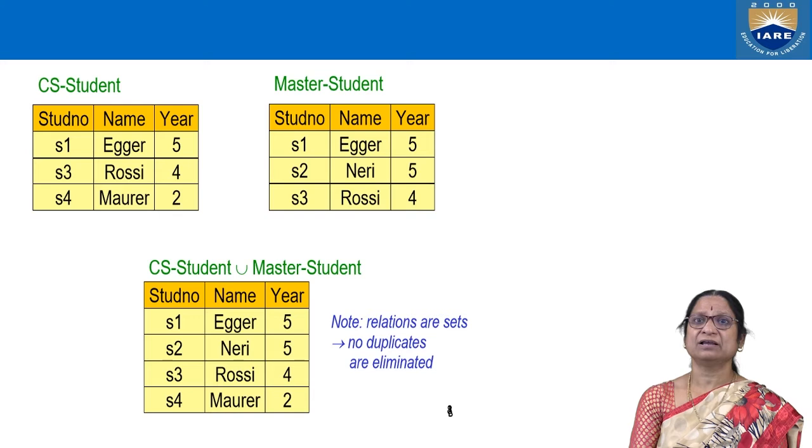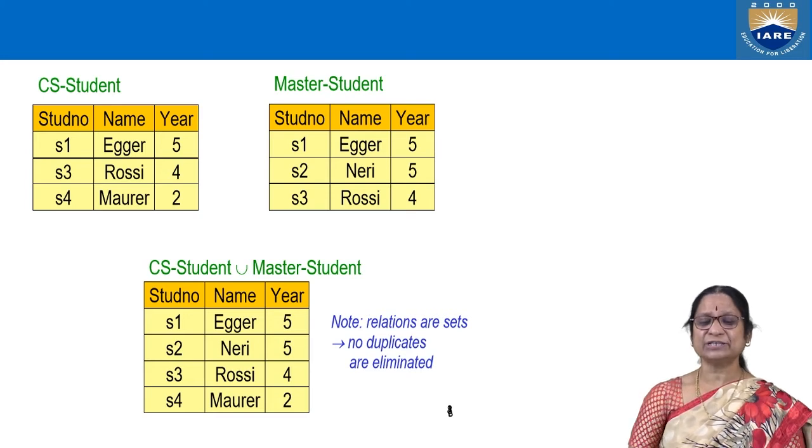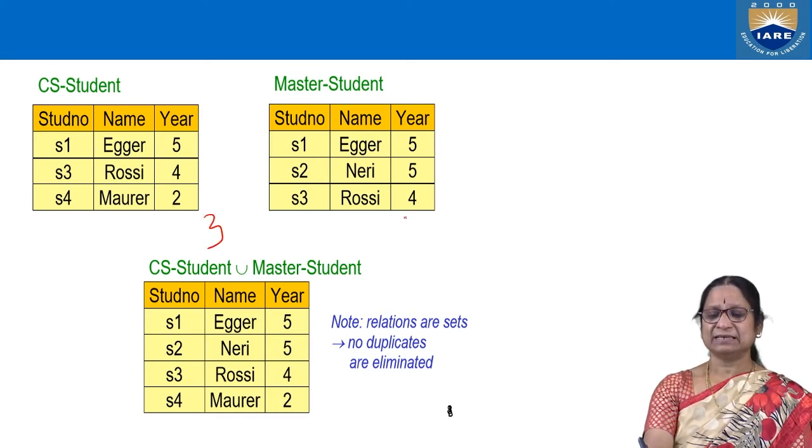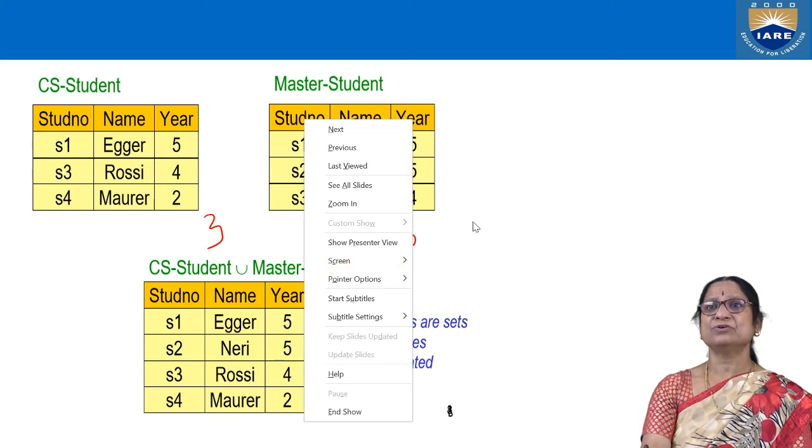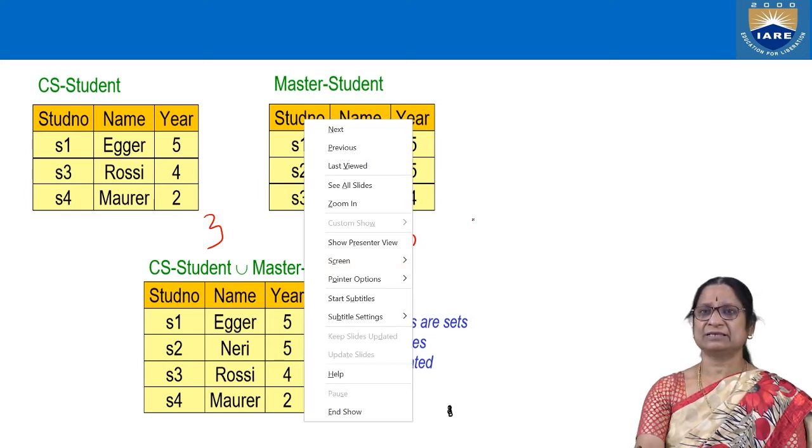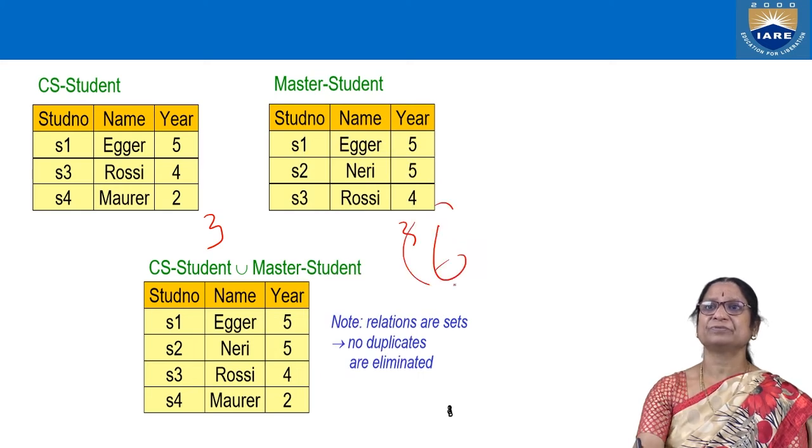First I list out all CS students that are included: S1, S3, S4. But while including the master students, S1 is already there, so it won't be included. S2 is not there, so that will be included. S3 is also already there, so it won't be included. So totally the first relation consists of 3 tuples and the second relation consists of 3 tuples, so we are supposed to get 6 tuples in our union.